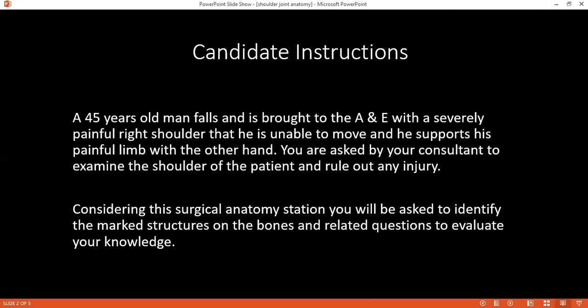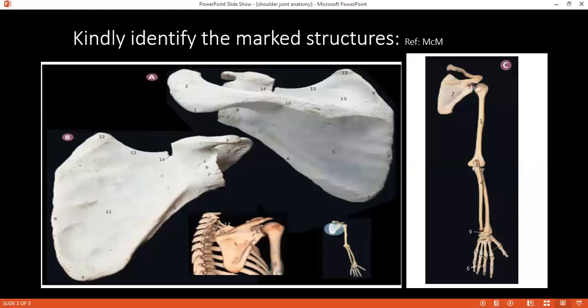Right, so if you have read and understood, kindly tell me how the shoulder joint is formed. The shoulder joint is formed by the head of the humerus and the glenoid of the scapula, together with the acromioclavicular joint and sternoclavicular. What type of joint is the shoulder joint? It is a type of ball and socket joint.